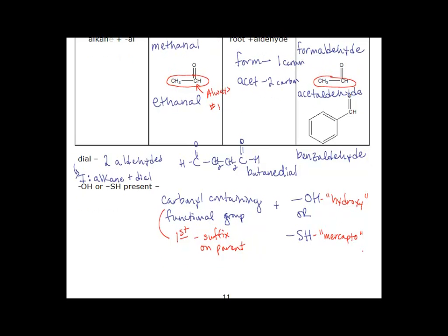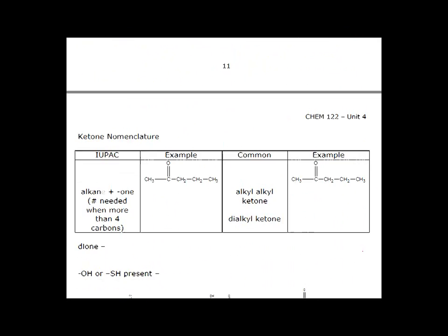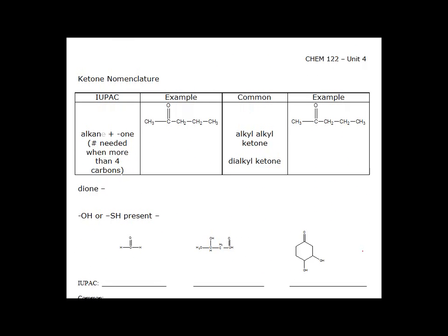Now I'm going to introduce ketone nomenclature before we work on practice molecules, because many times students confuse aldehydes and ketones. And I want you to get into the habit of recognizing whether it's an aldehyde or a ketone and then naming it. So let's go to ketone nomenclature now. So remember, a ketone is a carbonyl sandwiched between two carbons. So the IUPAC nomenclature, you get rid of the E on the alkane and add one to the ending, and you need a number when 4 or more carbons are present.